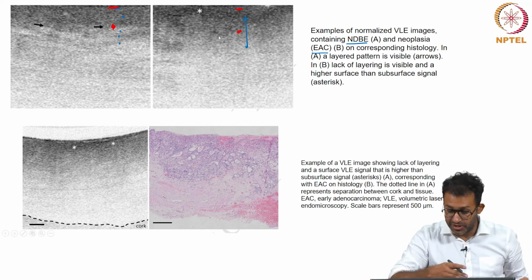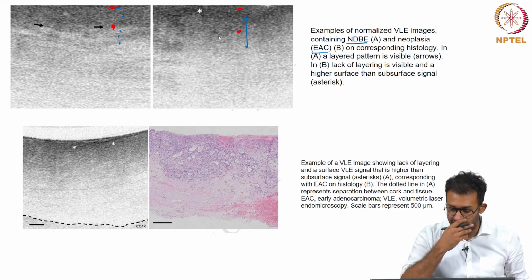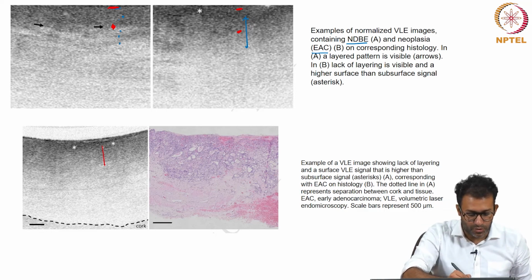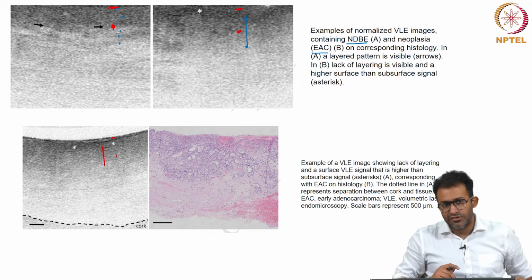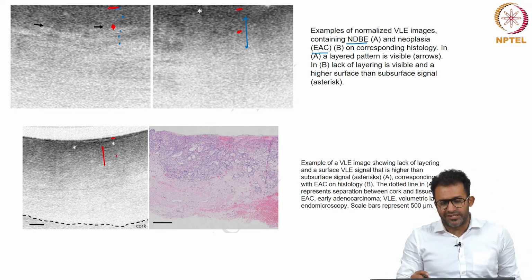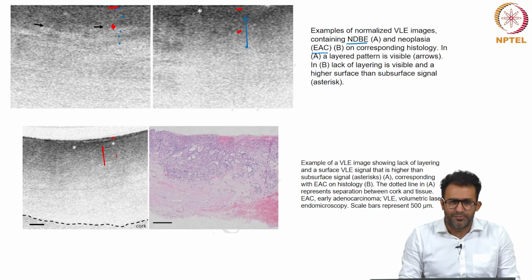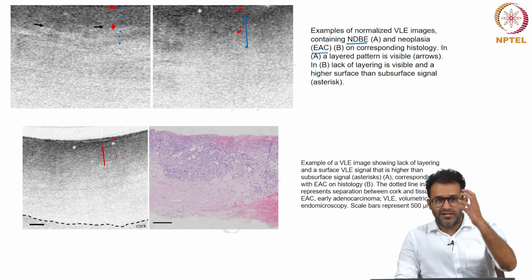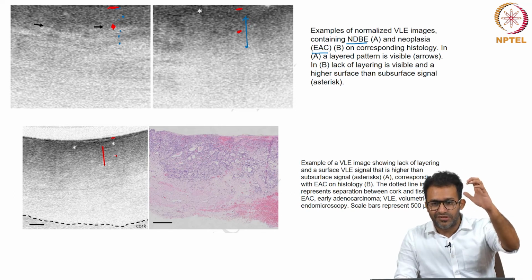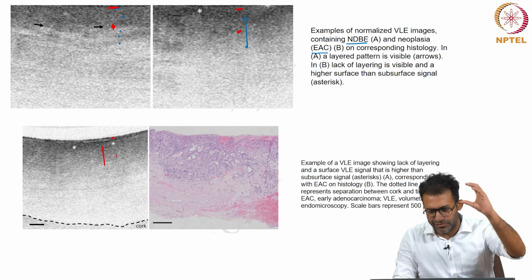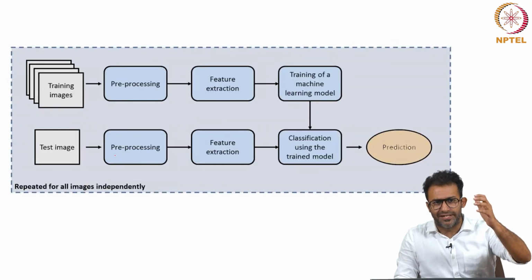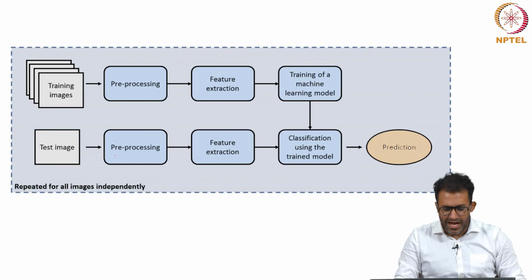So, in this particular image, again we can say the same thing. There is a lack of layering over here, and the signal intensity on the surface is higher over here. So, basically using image processing techniques, what they did in this particular study is they analyzed those features and extracted data of these particular features, which is the presence or absence of layering and the difference in signal intensities between surface and subsurface. I will not be getting into the technical details, the papers are available.